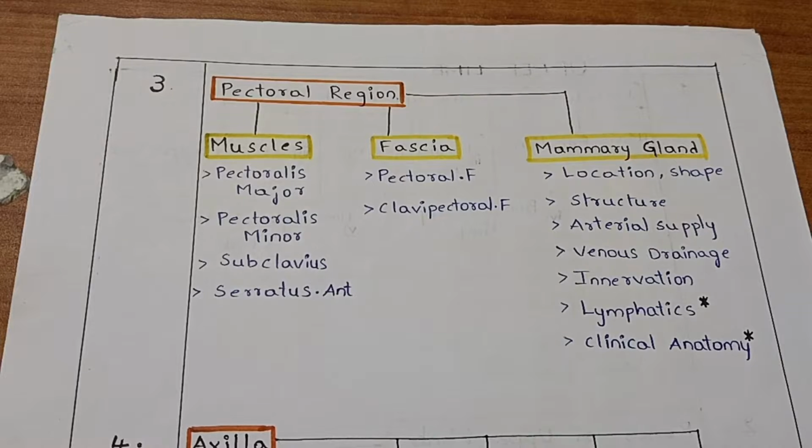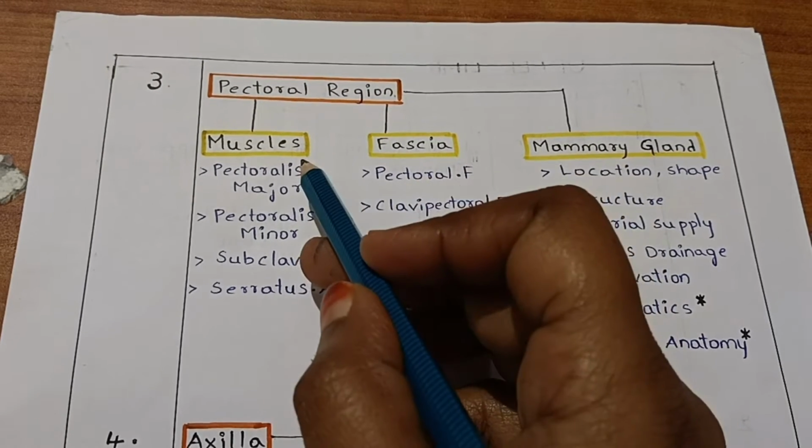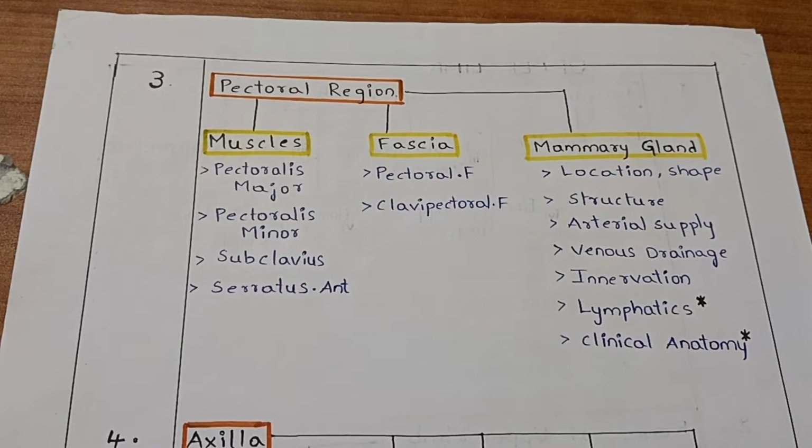Today we are going to discuss the fascia in the pectoral region. In the previous class we dealt with the muscles of the pectoral region: pectoralis major, pectoralis minor, subclavius and serratus anterior. Their origin and insertion, their actions with nerve supply, we completed in the previous lecture. Today we are going to discuss the fascia in the pectoral region.